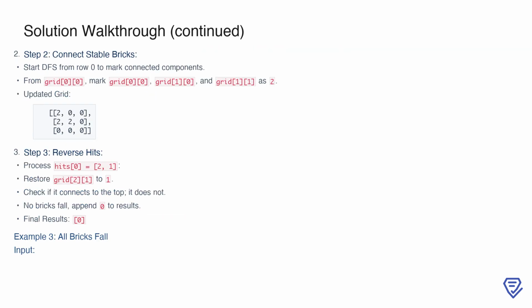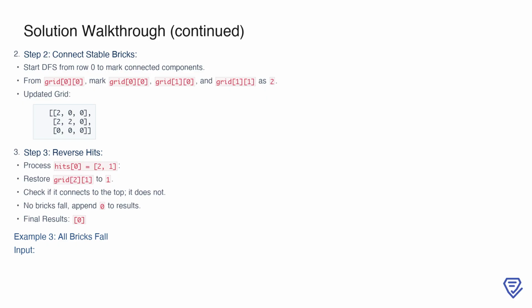To identify stable bricks in the new grid, we perform a depth-first search starting from row 0. Beginning at grid 0, 0, we find that it connects to grid 1, 0 and grid 1, 1, so we mark all these bricks as stable by updating their values to 2. The remaining bricks, including the one that was hit, remain disconnected and are not part of the stable structure.